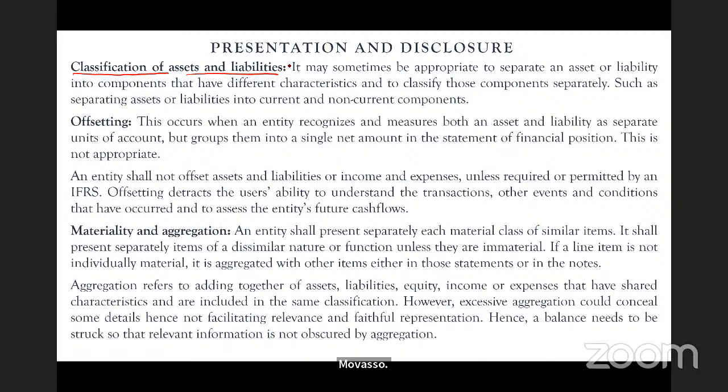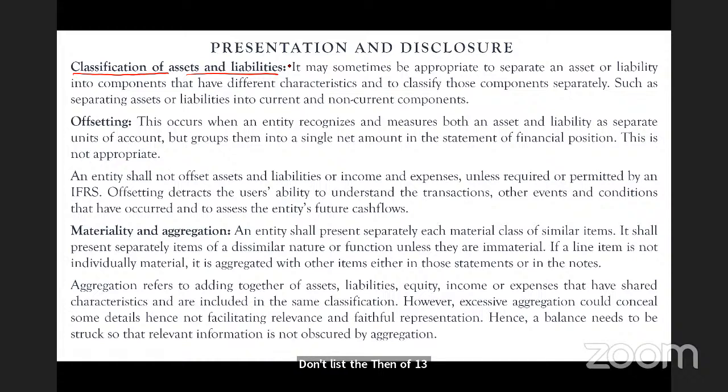You may need to classify more so if the entity is a going concern. Are we together? Meaning we are expecting the entity to be in existence in the foreseeable future. In such a case, you may need to tell the users that this money that I have reported as liabilities, part of it shall be settled in a period of more than 1 year, yet the other part I will have to settle in a period of less than 1 year. Then offsetting.